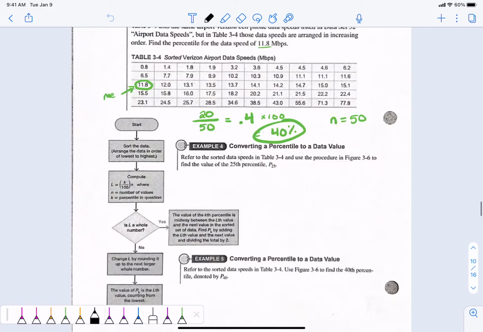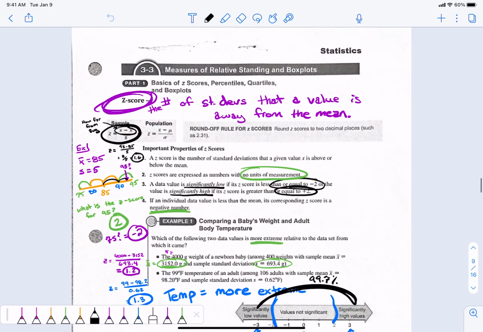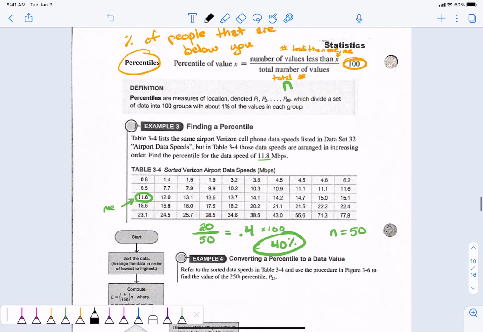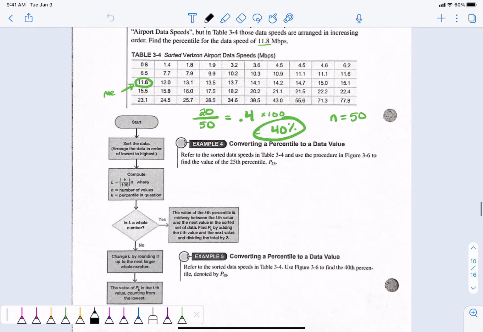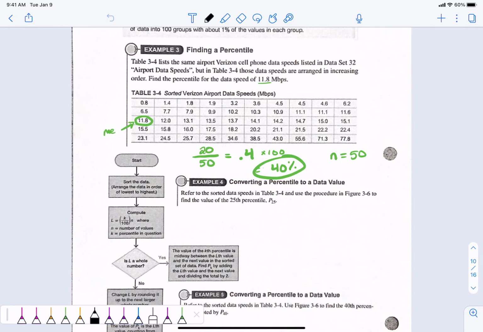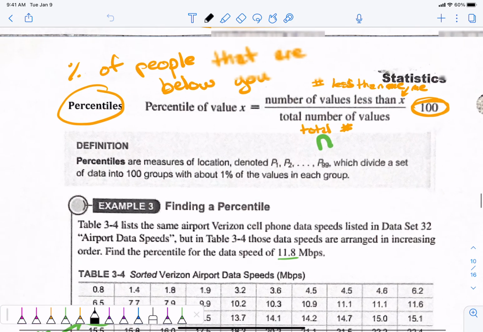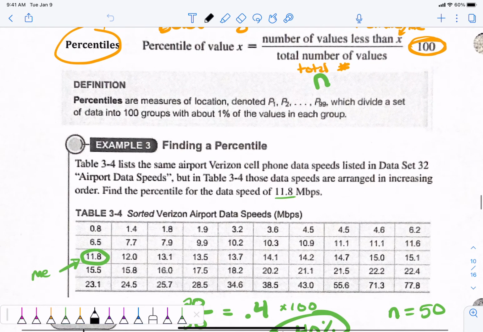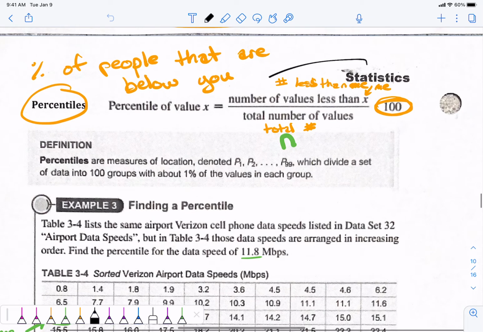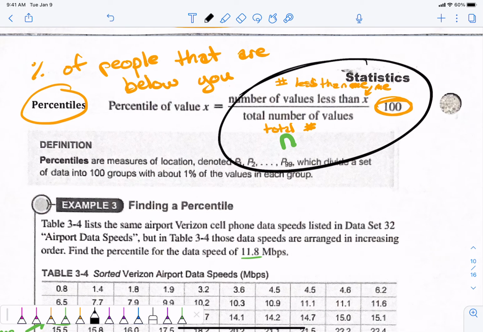All right, this is a recording for the second half of the notes for 3-3. We're going to do percentiles and box and whisker plots. And yesterday we talked about finding a percentile. If you're given the data values, you take the number of people who are less than you, and then you divide by the total number, or n, right? That just tells you what percent is lower than you.